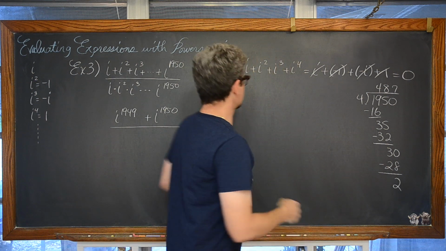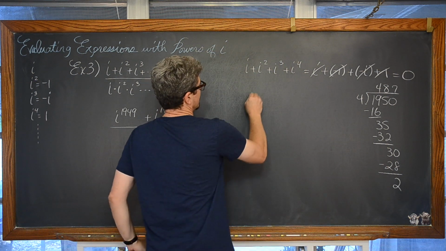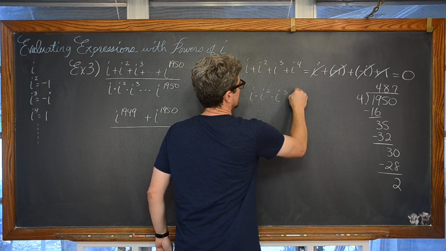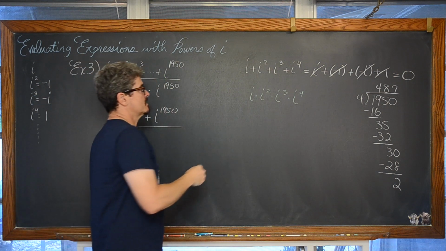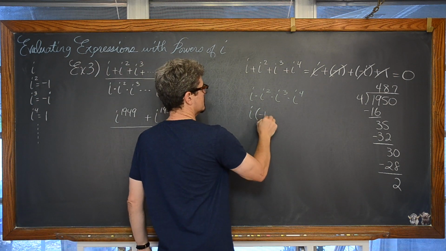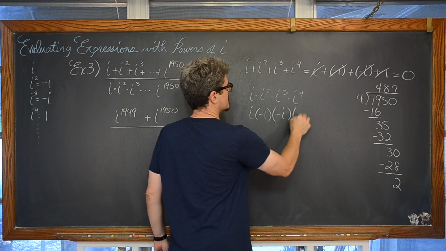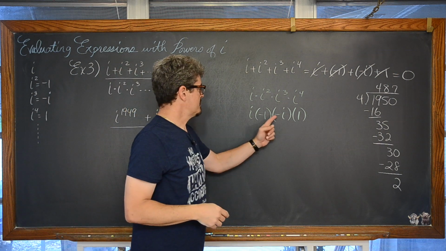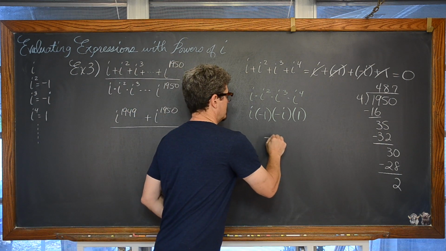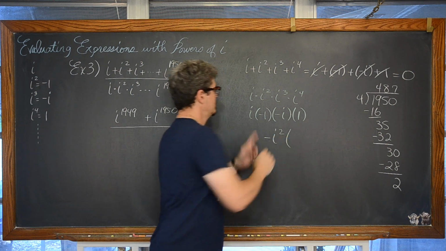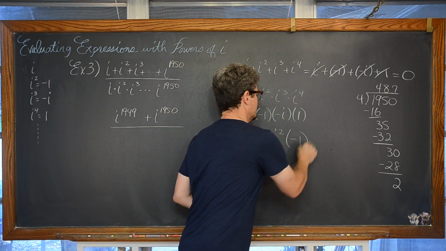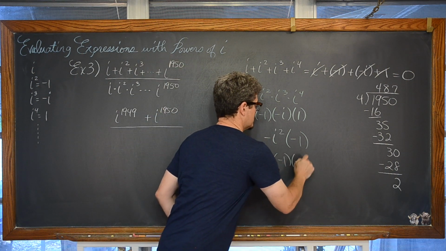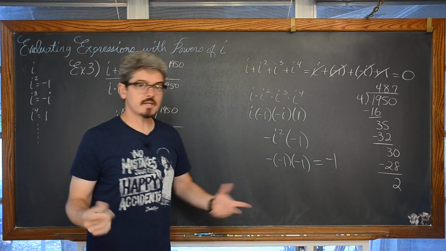So let's look at the product now, since that's what's going on in the denominator, the product of the first 4 factors. We have i times i to the second times i to the third times i to the fourth. Well, that's just going to be i times negative 1 times negative i times 1. i times i is negative i squared. Negative 1 times positive 1 is negative 1. i squared is negative 1, so we have negative 1 times negative 1. This final answer comes out to be negative 1.